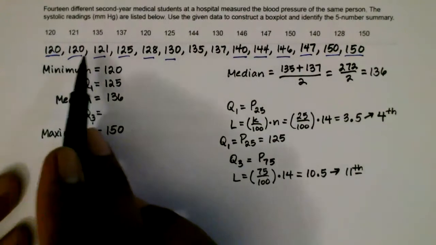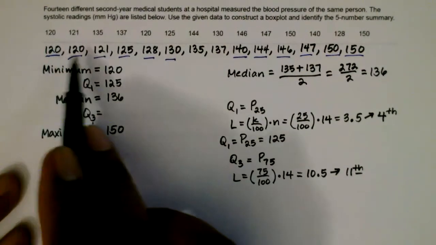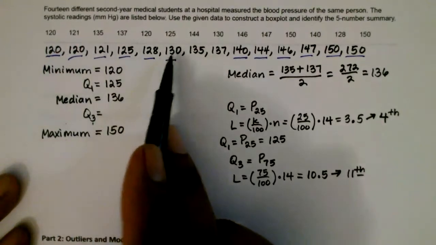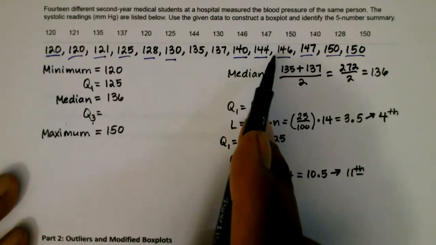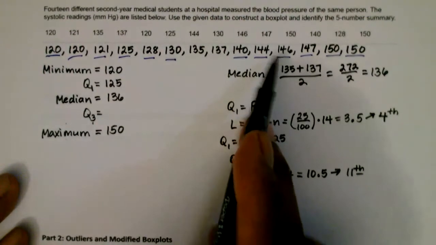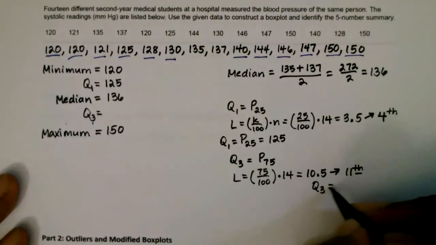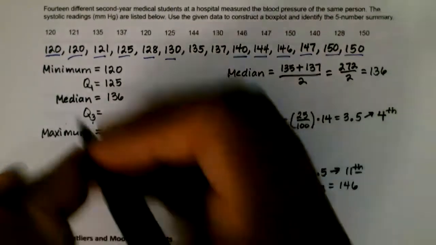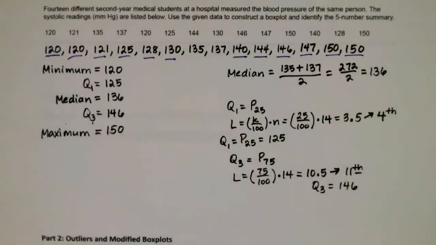So here, if I count using that sorted data set, this would be 1, 2, 3, 4, 5, 6, 7, 8, 9, 10, 11. That's the number 146. So Q3 would be 146. So here I have my 5-number summary.